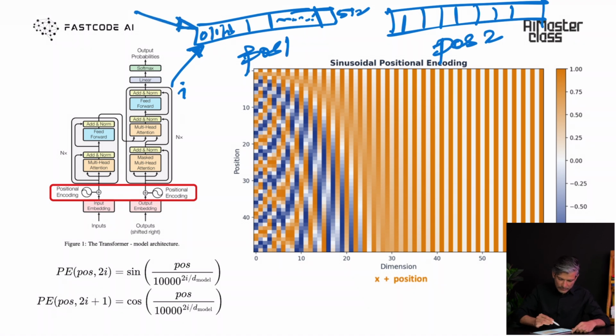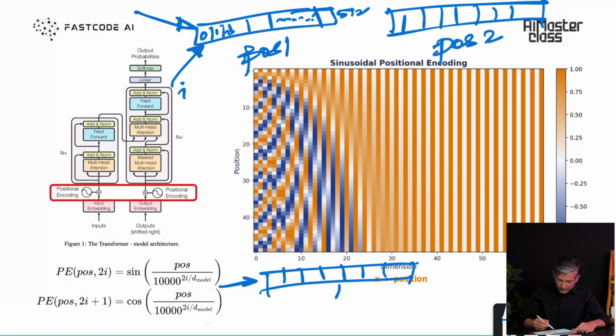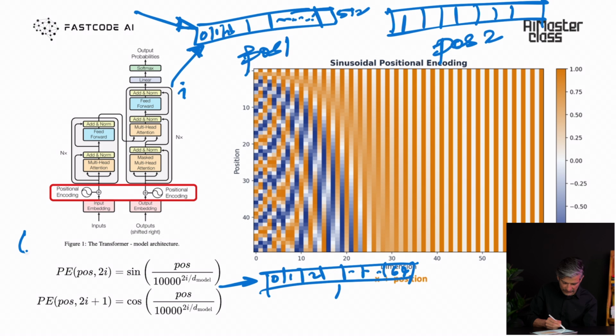Let me draw it here. So we have our original encoding. This is our original token, and this token is at position 1. And then we have indices 0, 1, 2, and so on, let's say up to 64. What we do is we add to the even positions using 2i upon d model. Let's say d model, the dimensionality of this, is 64.